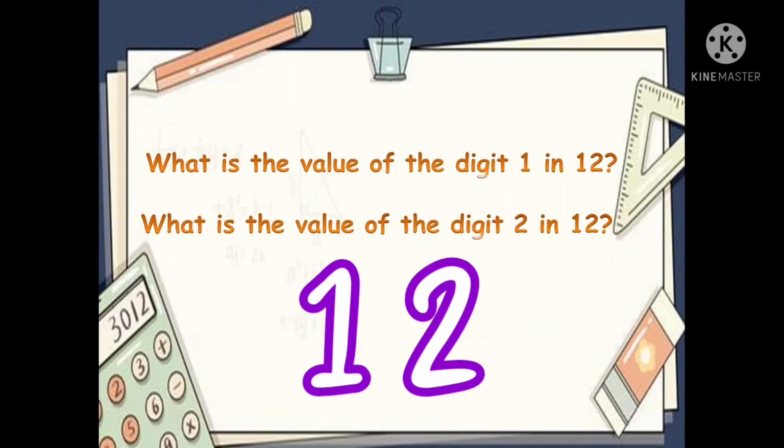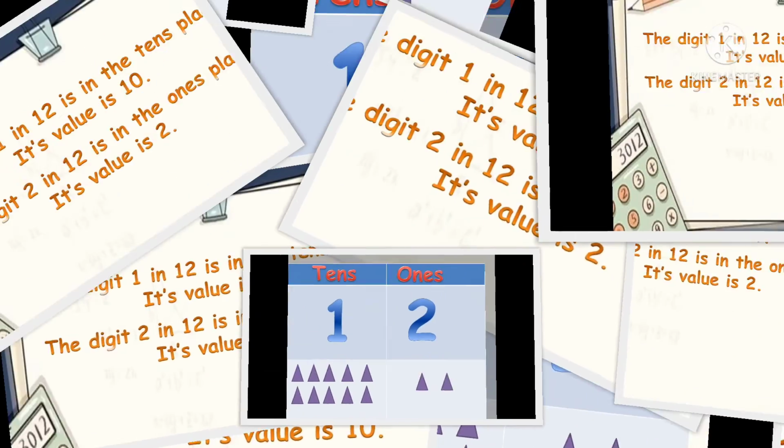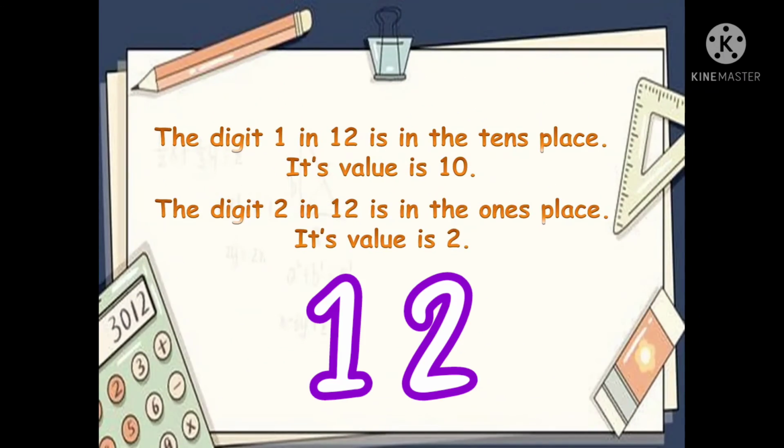Let's try to look at number 12. What is the value of digit 1 in 12? What is the value of digit 2 in 12? The value of 1 in 12 is 10, and the value of 2 in 12 is 2. The digit 1 in 12 is in the tens place. Its value is 10. The digit 2 in 12 is in the ones place. Its value is 2.